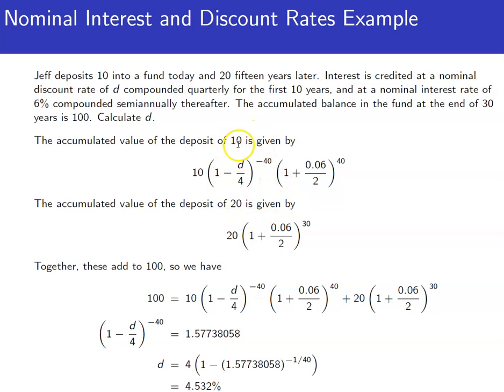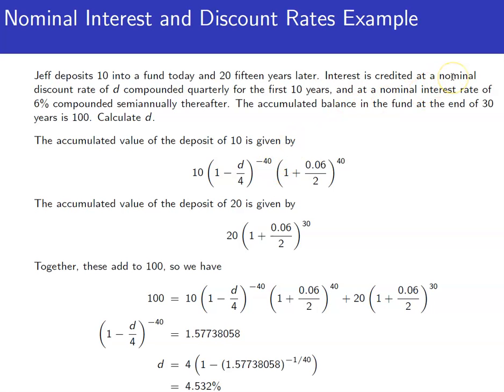Okay, the $10 sits in there for the whole 30 years. Well, that means that it sits in there getting a compound discount rate for the first 10 years and then the compound interest rate for the next 20 years. Since the discount rate is being compounded quarterly for the first 10 years, there are 40 compounding periods. Since D is a nominal rate, because it says D compounded quarterly, we'll have D over 4 on the inside. So the accumulation factor for the first 10 years is 1 minus D over 4, and we'll raise that to the negative 40th.